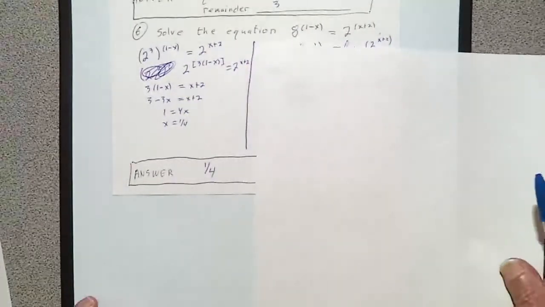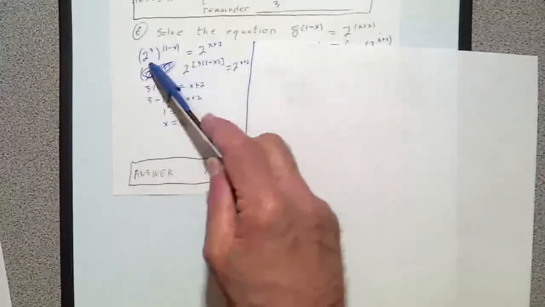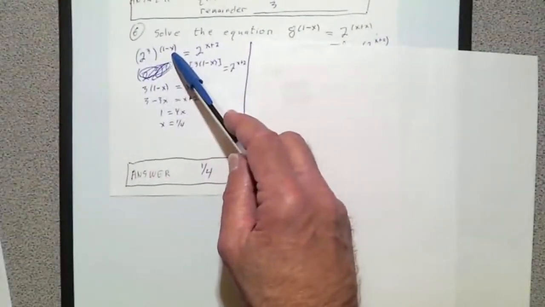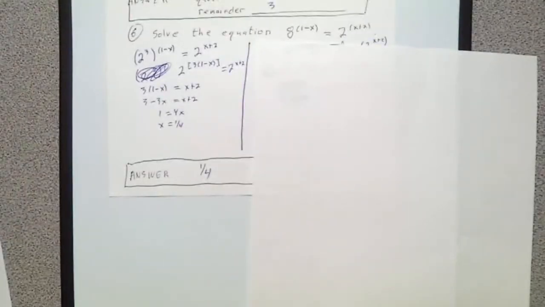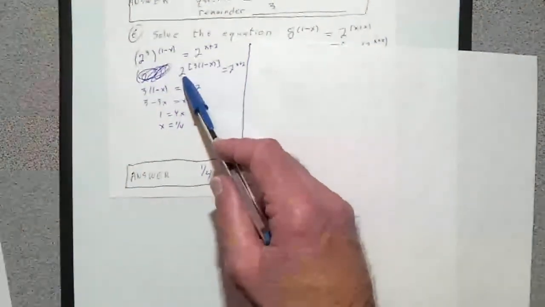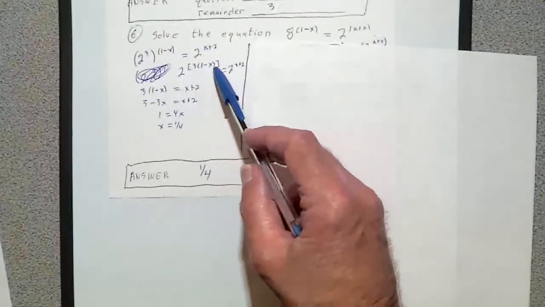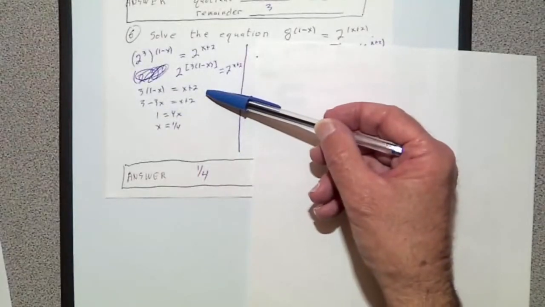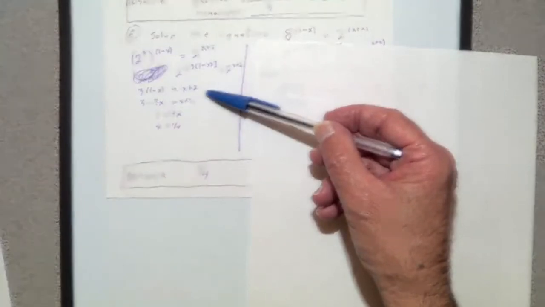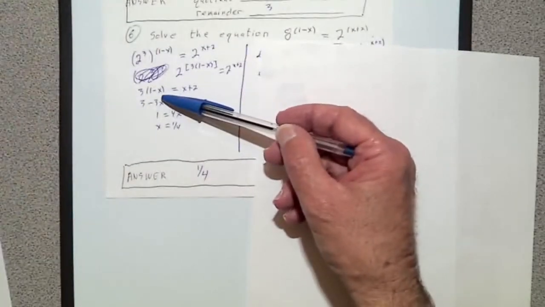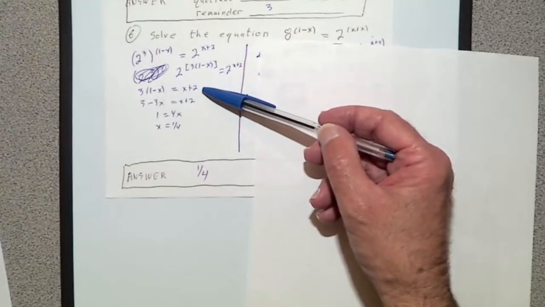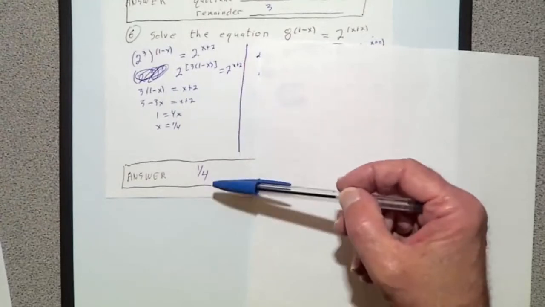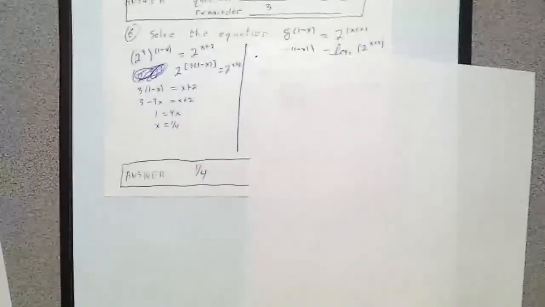Solve this equation. Now, there are 2 ways to do it. One way is you can write that 8 is 2 cubed, so it's 2 cubed to the power 1 minus x equals 2 to the x plus 2. Now we use the power rule, or the law of exponents. This is 2 to the power 3 times 1 minus x, equals 2 to the x plus 2. That means the exponents are the same, or if you want to get more formal, you take log base 2 of both sides and they cancel. 3 times 1 minus x is x plus 2. That's a linear equation. x is a quarter. The answer is a quarter.